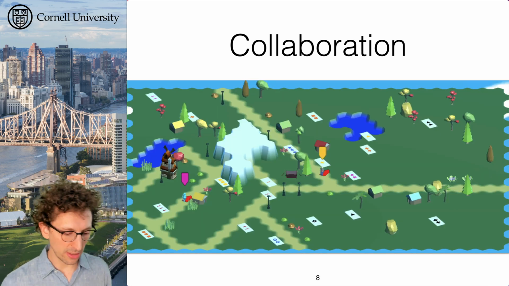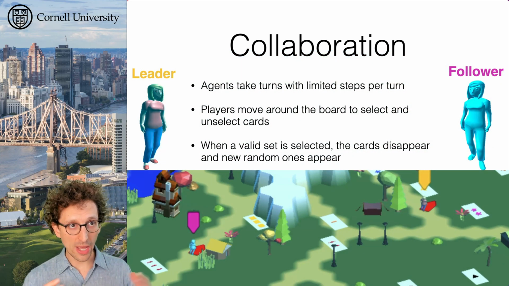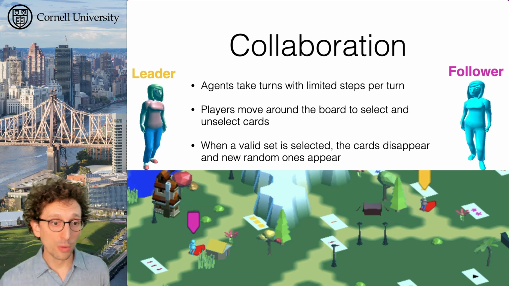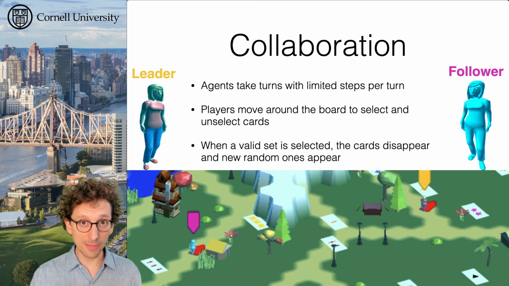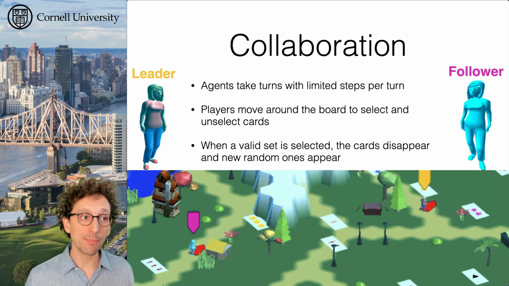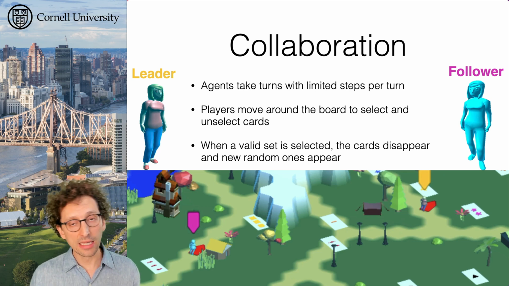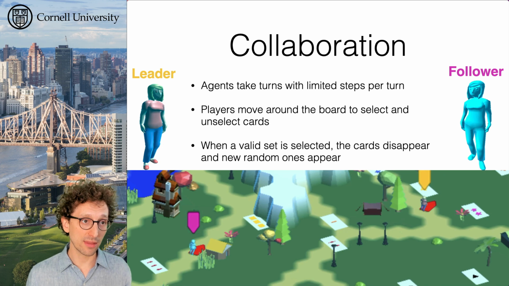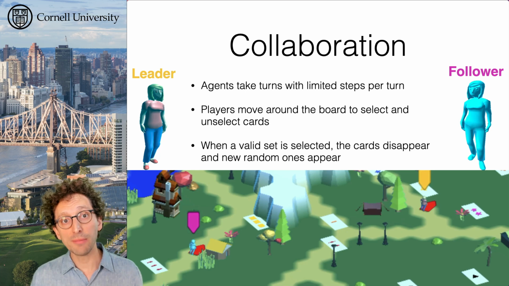The 2 agents collaborate in this environment by taking turns. So each of the 2 agents moves in their own turn with a limited number of steps per turn. They move around the environment to select cards, and they flip the selection status of a card to being selected or not selected by stepping on it. When a valid set of cards is selected, so these are 3 cards with unique color, shape, and count, they disappear, and new random ones appear in random places in the environment. So the sets of cards that are in the environment constantly change.